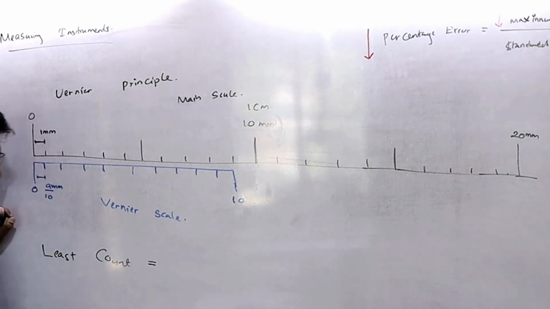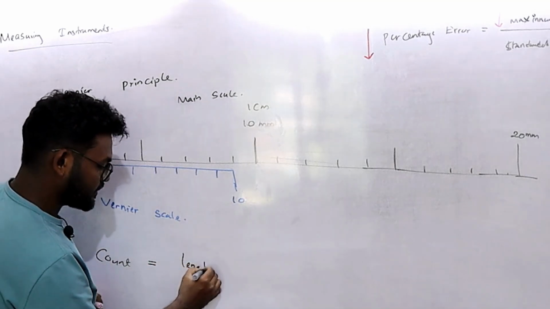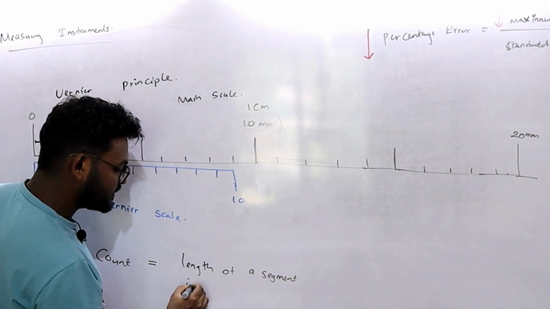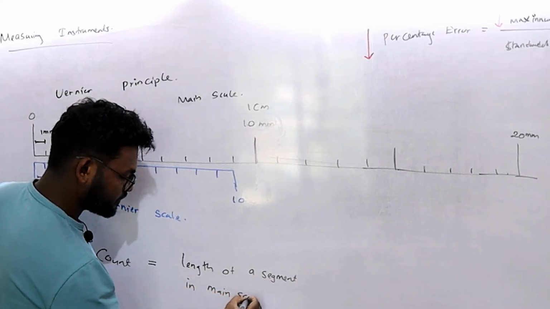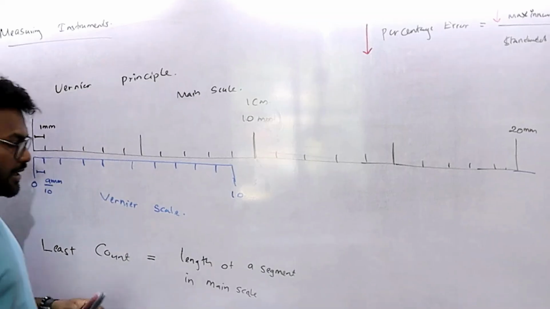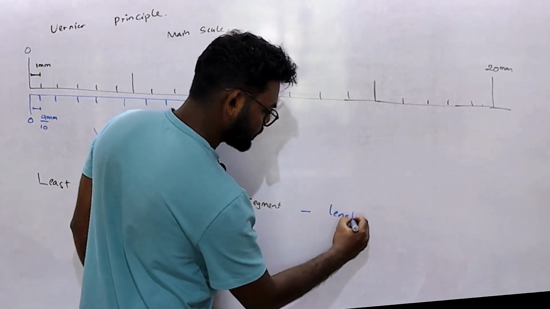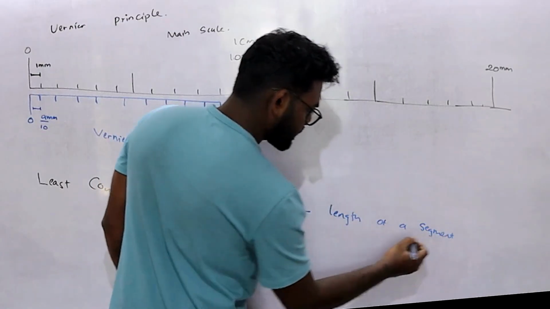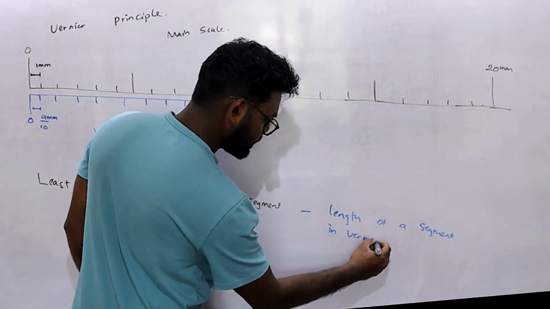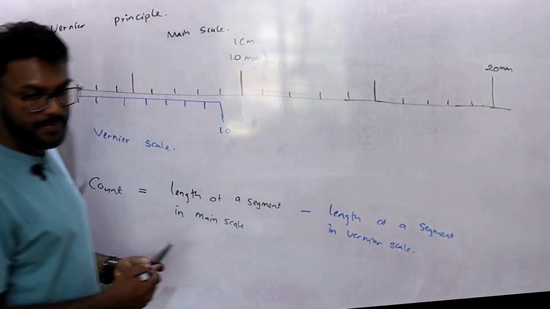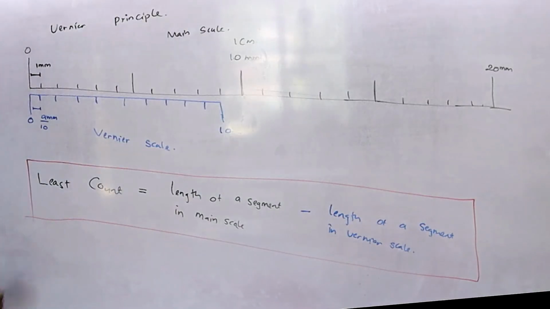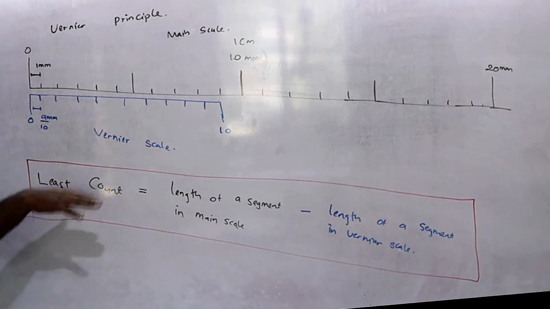So least count is going to be equal to length of a segment in main scale, subtracted by length of a segment in vernier scale. This is how we can find out the least count. You will get to know why the least count is like that, right? We'll first write the equation.